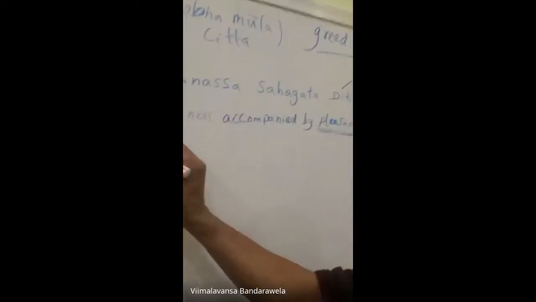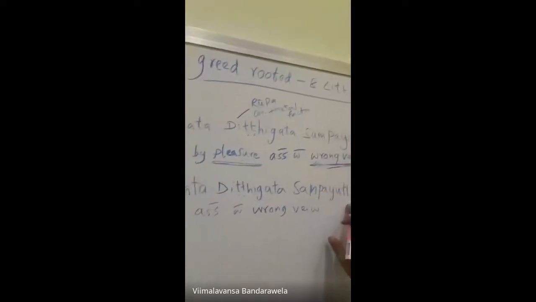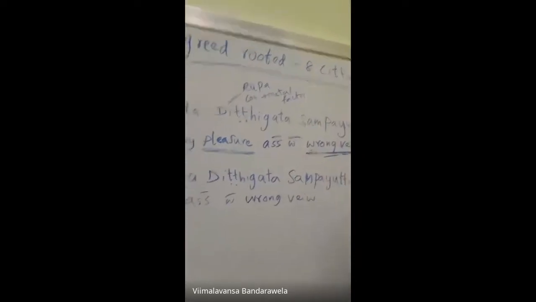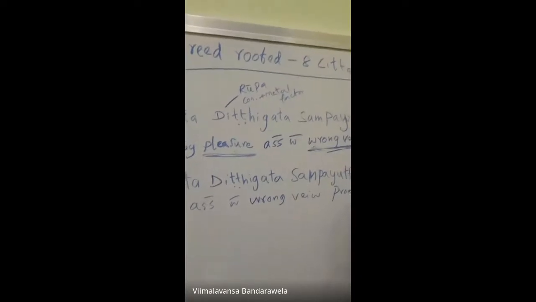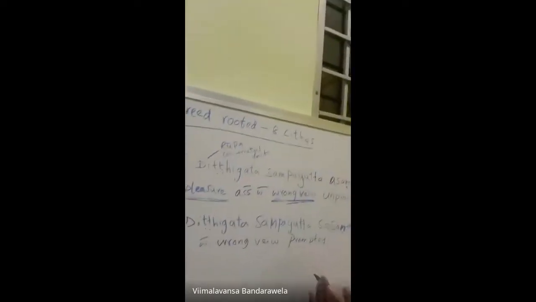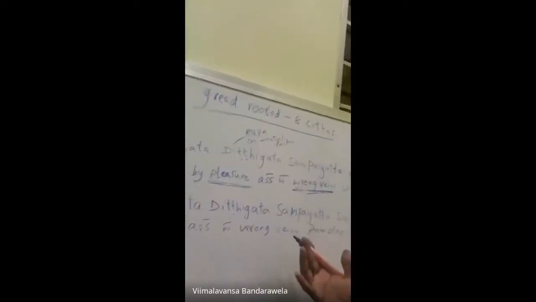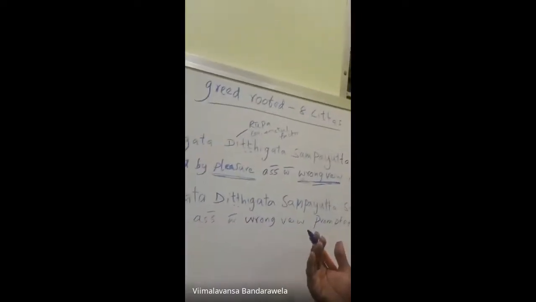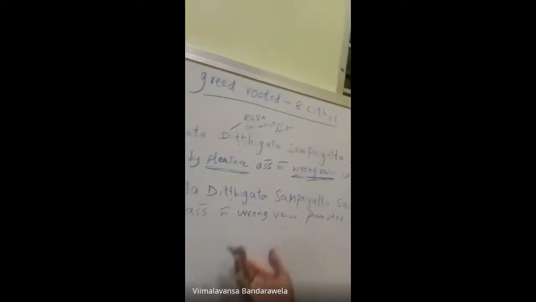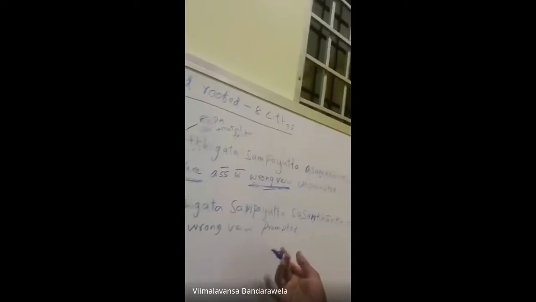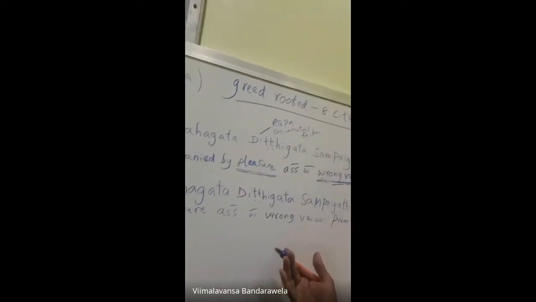So the other one is associated with wrong view, sasankarika chitta. Now sasankarika means prompted, right? Prompted by somebody or influenced by somebody, who says please do this. For example, somebody will tell you, please kill mother, kill father, or kill child, like that.